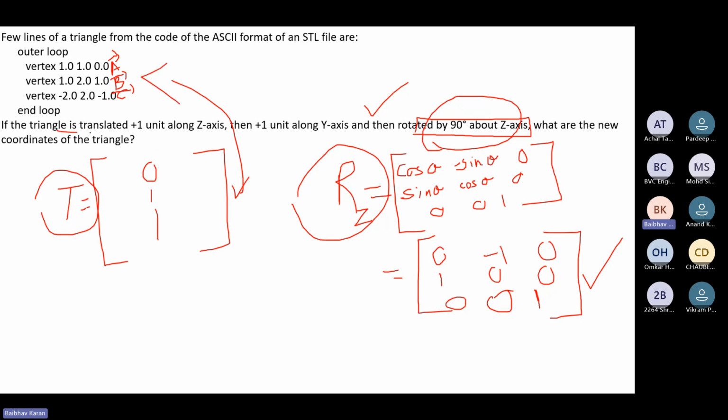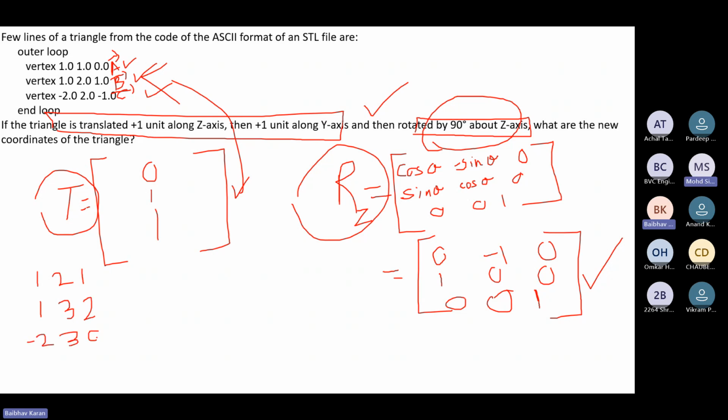What does it say? First, the triangle is translated, and we have points A, B, and C. After adding the translation matrix, as we did in the previous question, what will be the answer? Point A dash will be 1, 2, 1. Perfect. B dash is 1, 3, 2. Perfect. And C dash is -2, 3, 0. Perfect. This is A dash, B dash, and C dash after translation.